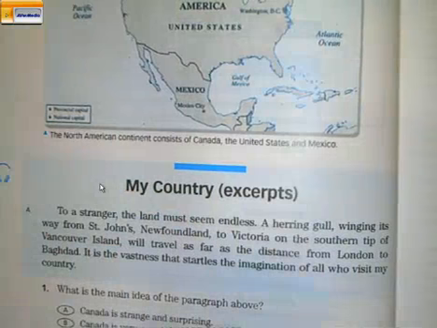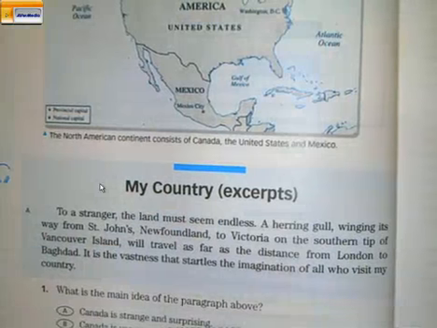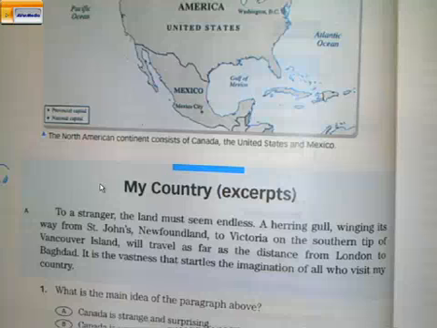So, "My Country." To a stranger the land must seem endless. A herring gull winging its way from St. John's, Newfoundland to Victoria on the southern tip of Vancouver Island will travel as far as the distance from London to Baghdad. It is the vastness that startles the imagination of all who visit my country.